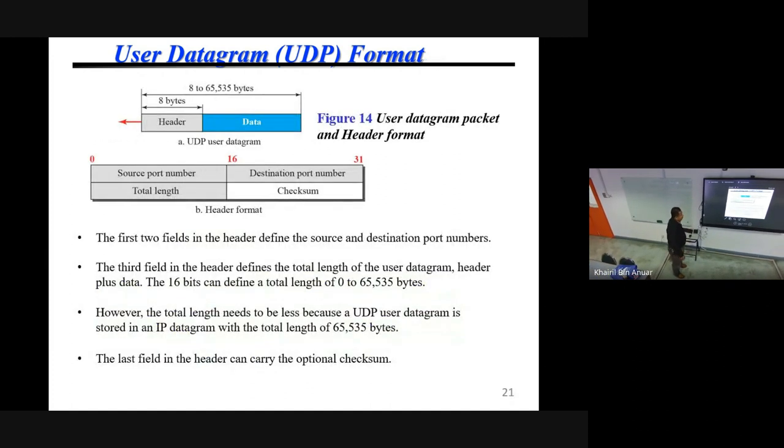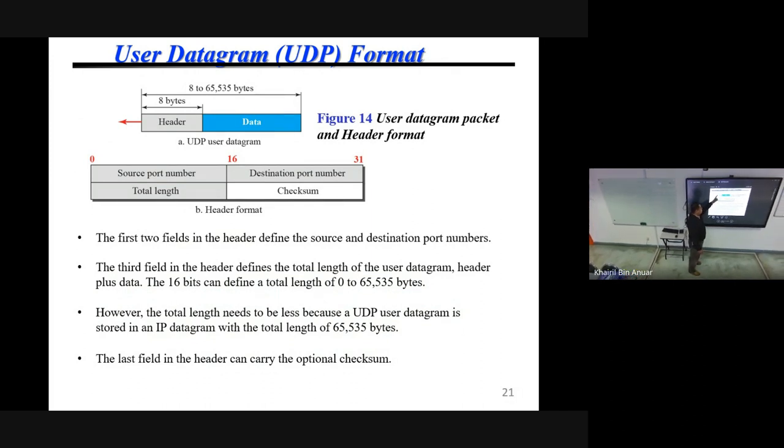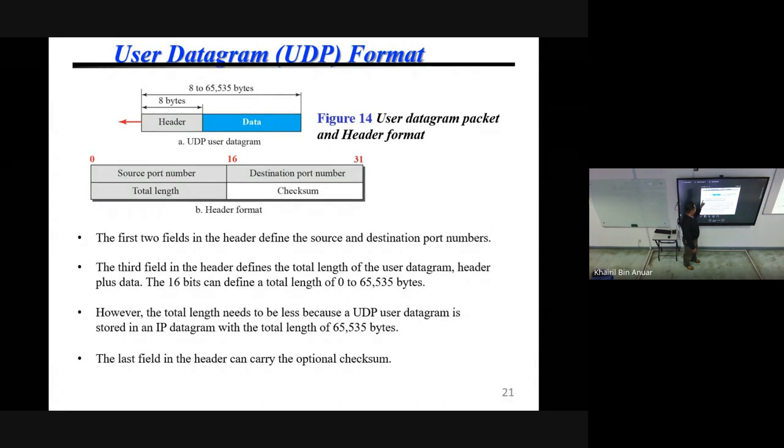The maximum that it can go is up to 65535 bytes, but for the data itself, you need to minus 8 bytes. So how does this represent? You can see that you have 16 bits over here for your source port number, 0 to 15, on the first row, then the destination port number 16 to 31. Then on the second row, you have 32 up to another 16, so you have the total length and the checksum. The first two fields in the header define the source and destination port numbers, and the third field defines the total length of the user datagram, header plus data. So the maximum it can go is 65535.